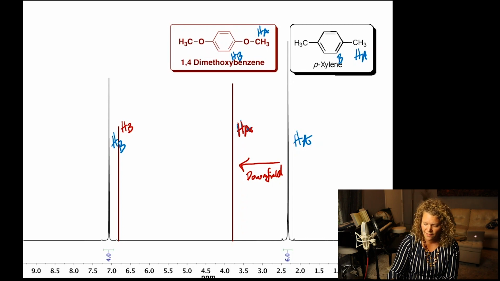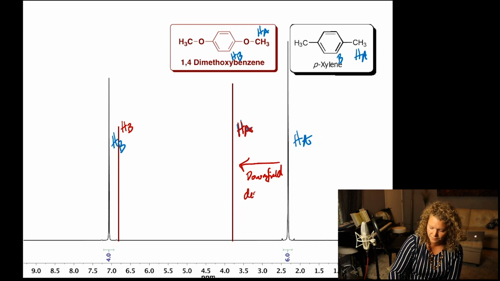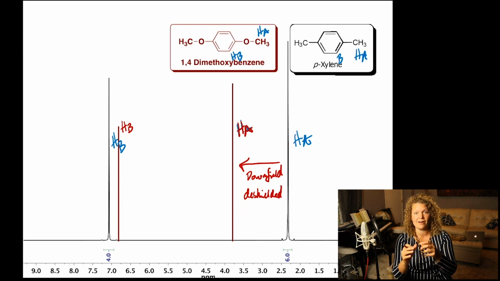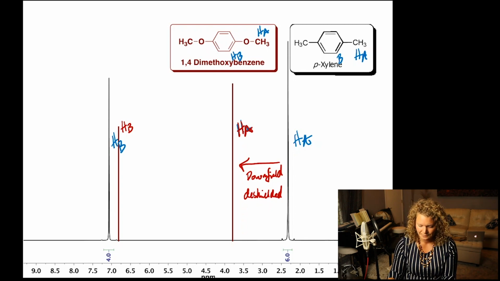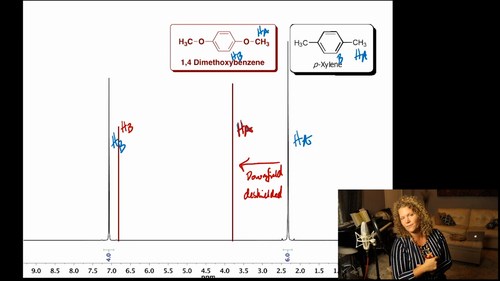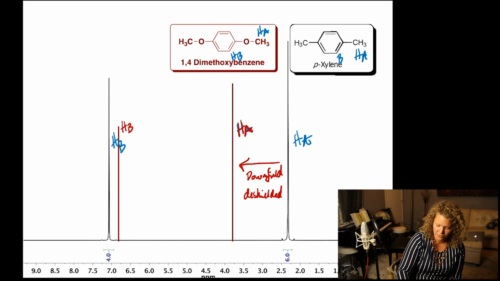This means that they are more deshielded. This makes sense. We've talked about how oxygen is an electron withdrawing group, in our methyl acetate example. What about HB? HB in the aromatic region actually has an upfield shift.